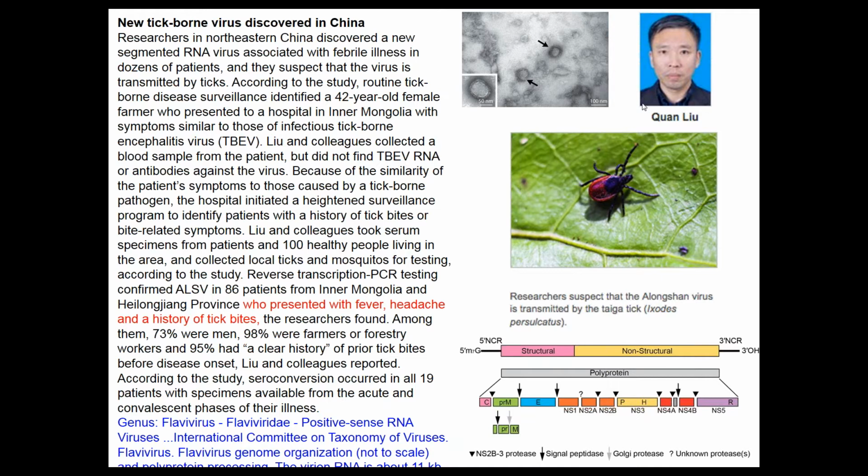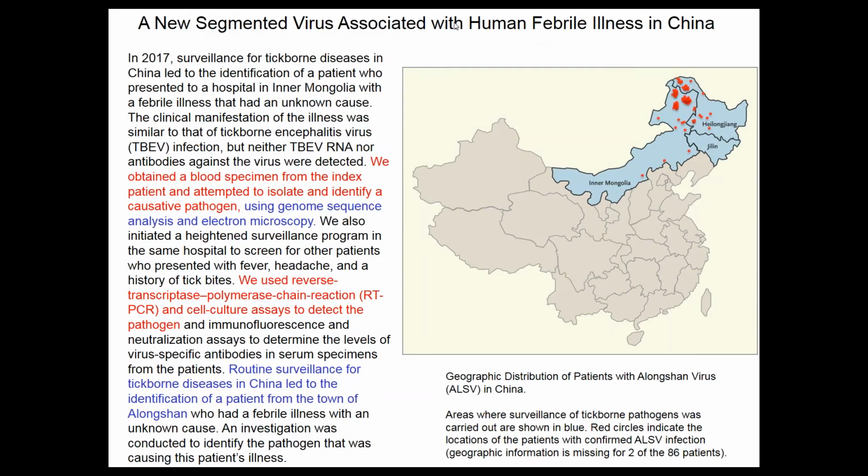And here's the picture of the happy first author. So what we see here is a new segmented virus that's associated with a febrile illness in China. The index patient was found in Inner Mongolia, and from this index patient, the pathogen was derived and subjected to genome sequence analysis and electron microscopy.